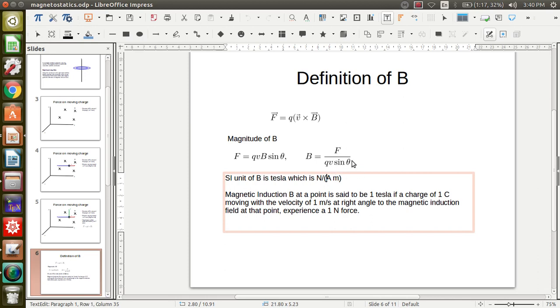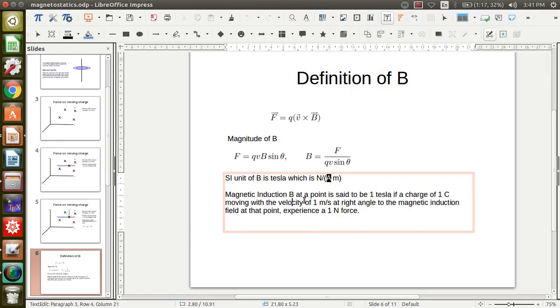So sin theta does not have any dimension, so the dimension of your magnetic field intensity, or magnetic field induction, is Newton per meter per ampere. So the SI unit is said to be Tesla.